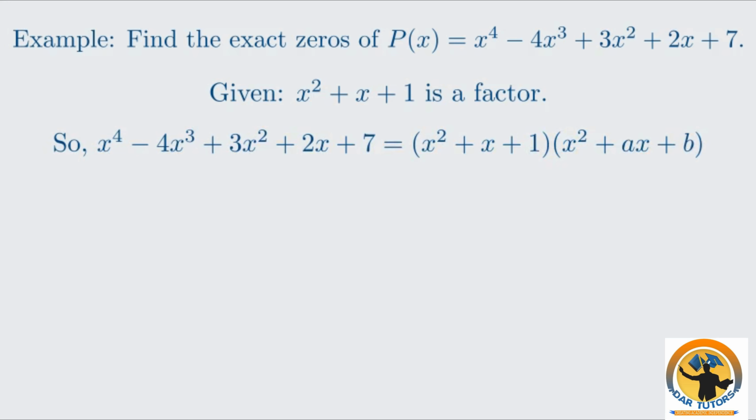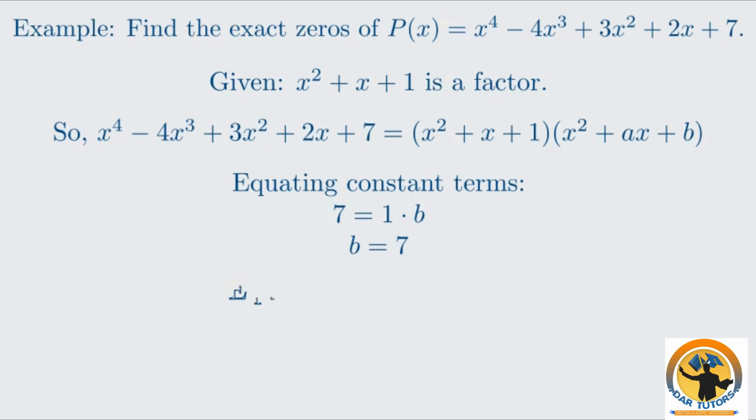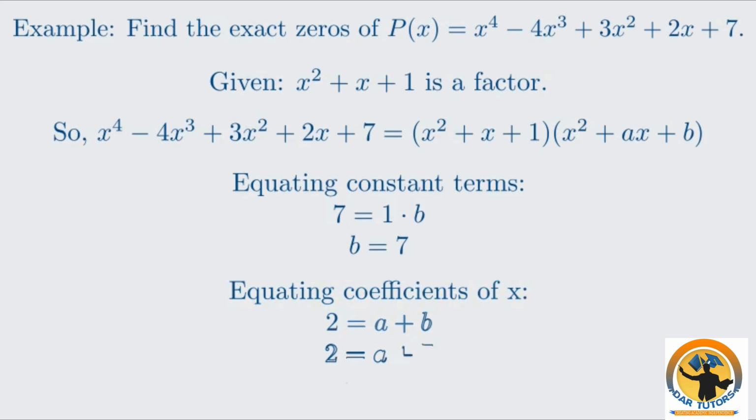Let's start with the constant term. On the left, it's 7. On the right, it's 1 times b. So b must be 7. Next, let's equate the coefficients of x. On the left, it's 2. On the right, it's 1 times a plus 1 times b. So 2 equals a plus b. Since we know b is 7, we have 2 equals a plus 7, which means a equals negative 5.